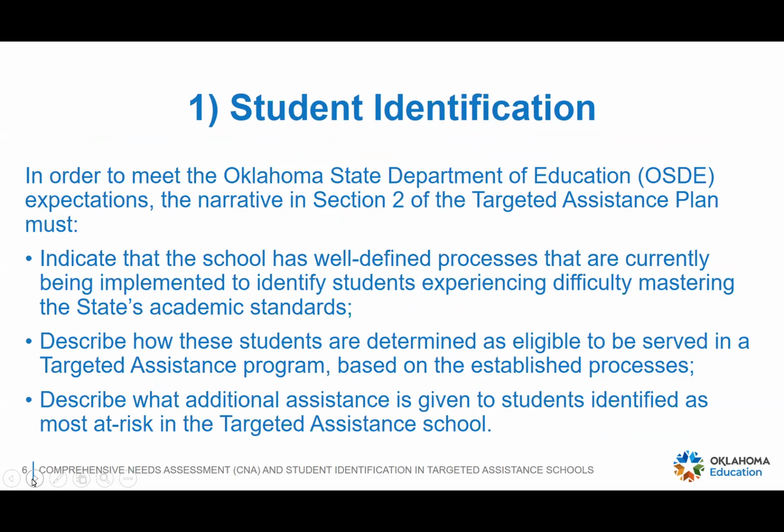In order to meet Oklahoma State Department of Education's expectations, the narrative in section 2 of the targeted assistance plan must indicate that the school has well-defined processes that are currently being implemented to identify students experiencing difficulty mastering the state's academic standards. It must describe how these students are determined as eligible to be served in a targeted assistance program based on the established processes. It must describe what additional assistance is given to students identified as most at risk in the targeted assistance school.